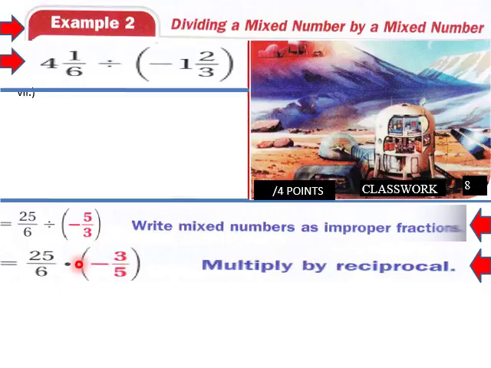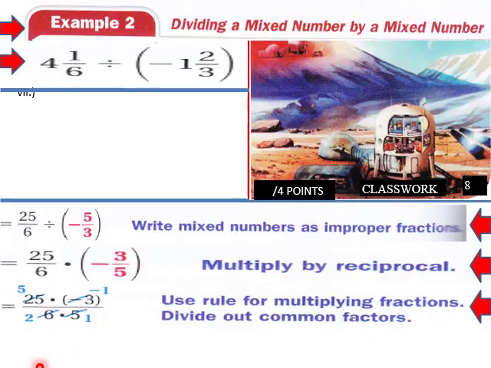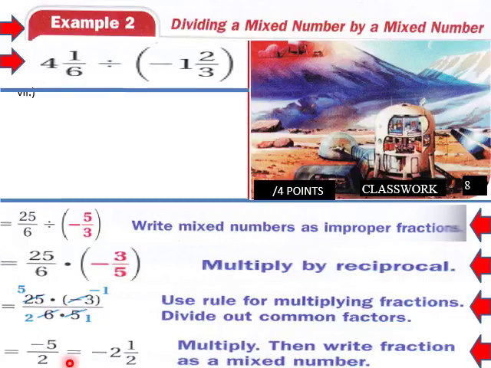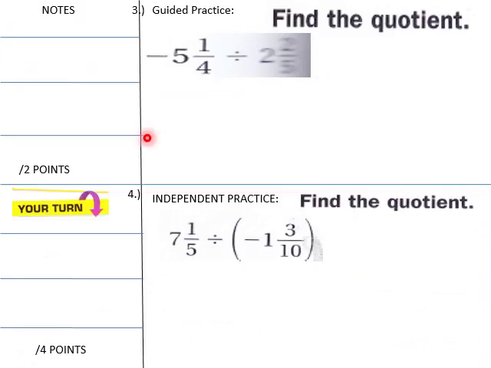We invert and multiply. We invert this and multiply it. And what do we get? We do our canceling here. That cancels, and we get -5 over 2. And as a mixed number, it is -2 and 1/2, which is our solution as a quotient for that. Okay, find a quotient.